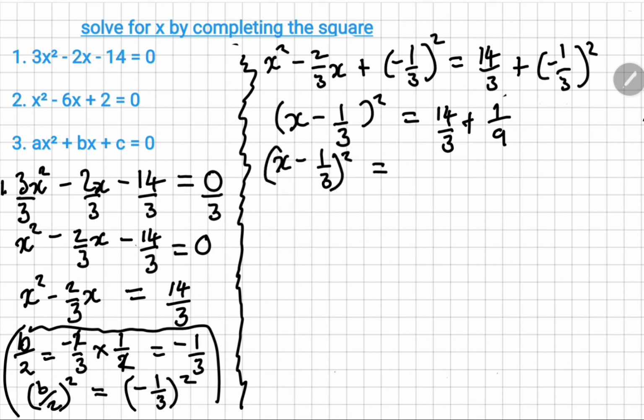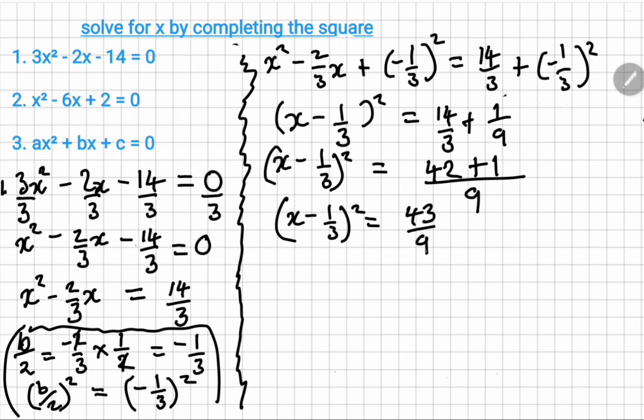I need a common denominator there, which is 9. Okay, now I'm going to multiply each of these by 9 and see what I get, and I put it on top. So 14 over 3 times 9. 9 divided by 3 is 3. I remain with 14 times 3, 42. 9 times 1 over 9 is 1. Okay, this becomes x minus 1 over 3 squared is now equal to 43 over 9.